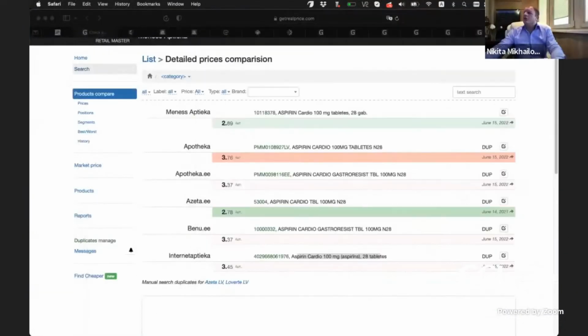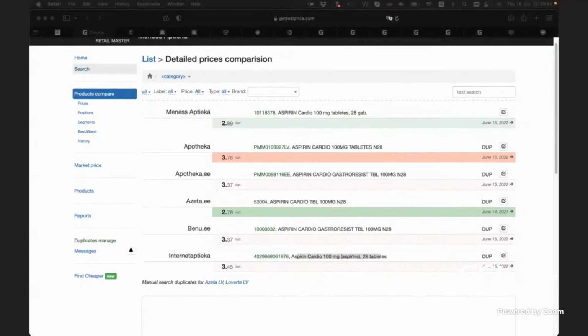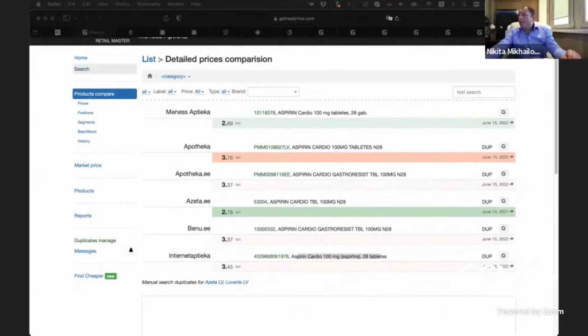Just a second, I need to make a little maneuver. Now I will detail this point a bit more.